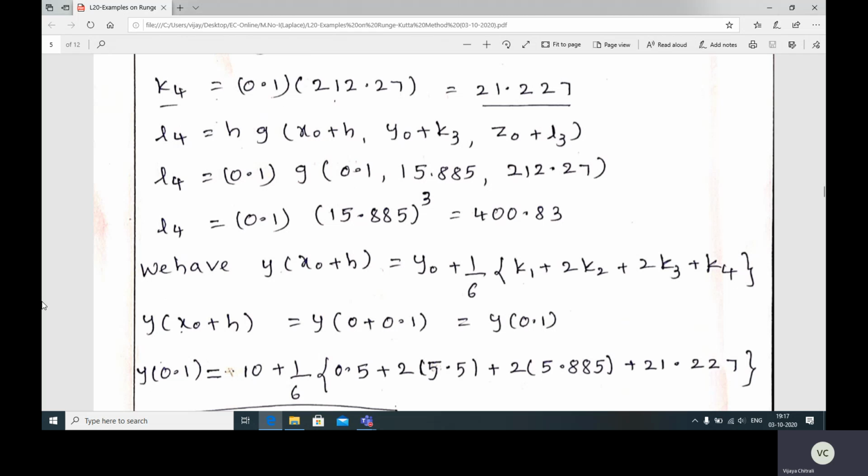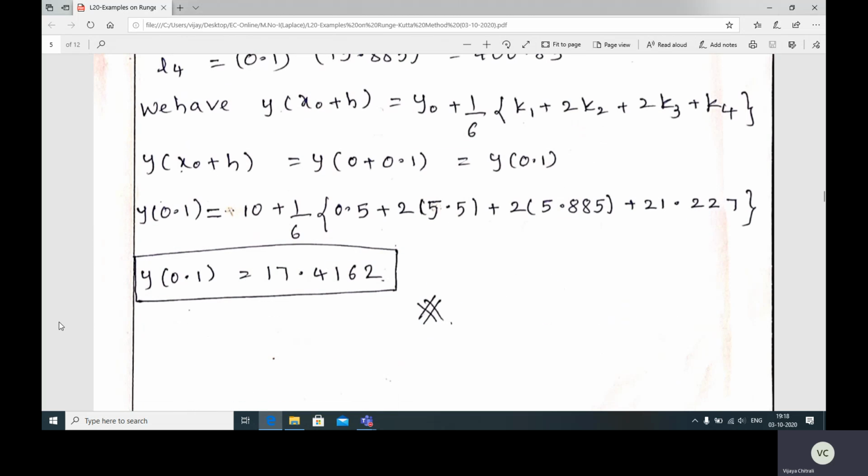So we have y of x naught plus h is y0 plus 1 by 6 into k1 plus 2k2 plus 2k3 plus k4. We want here k1, k2, k3, k4 values. So y of x0 plus h, x0 is 0, h is 0.1, 0 plus 0.1 is y of 0.1. So this is equal to y0 is 10 plus 1 by 6 into 0.5 plus 2 into 5.5 plus 2 into 5.885 plus 21.227. So calculate. So y of 0.1 is 17.4162. So this will be the required answer.